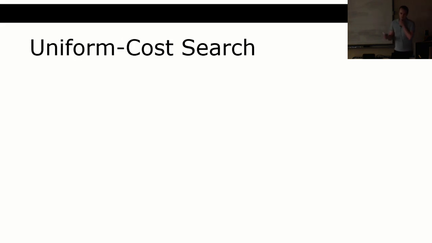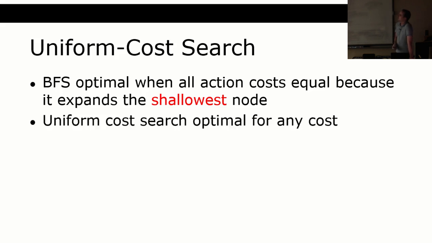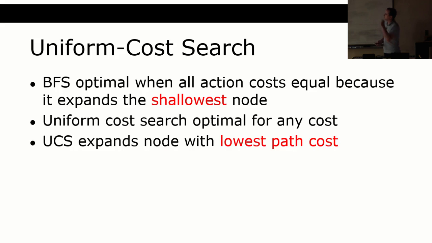Okay. The next algorithm we'll look at is not depth first search, because I knew you all thought that was coming, but this is uniform cost search. So breadth first search is optimal when all action costs are equal because it expands the shallowest node, right? So if all the action costs are equal, then the cost is going up with the depth, and so that will give you the optimal path. Uniform cost search will be optimal for any cost. So it'll ensure us that we get the optimal solution.